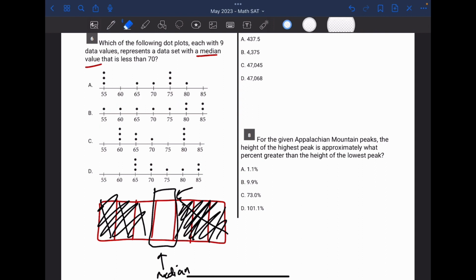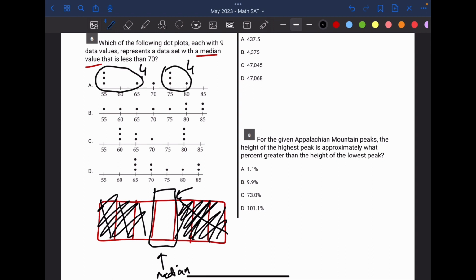So let's actually find this. For the first one, we would have 4 dots on the left and 4 dots on the right. So if you find the median for this, it would be exactly 70 because it's balanced out. You can think of it that way. So the answer here is 70. That means it's wrong because we're looking for an answer that's less than 70, not 70. Part B, here we have 3 dots on the left and here we have 5 dots on the right. So this median would actually be greater than 70 because there are more dots on the right side. So this would obviously be wrong because you want a median that's less than 70.